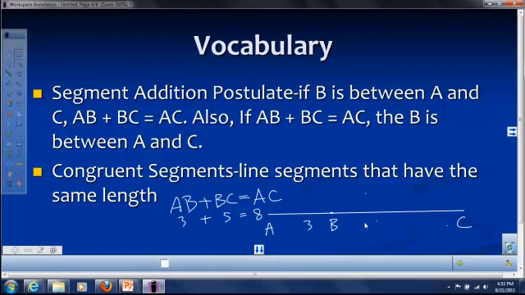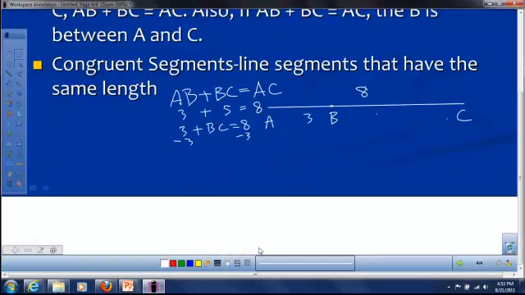And if I was given this right here, I would say 3 plus BC equals 8, and I would have to subtract 3 from both sides. And I would get BC equals 5. Okay? The last thing, congruent segments.